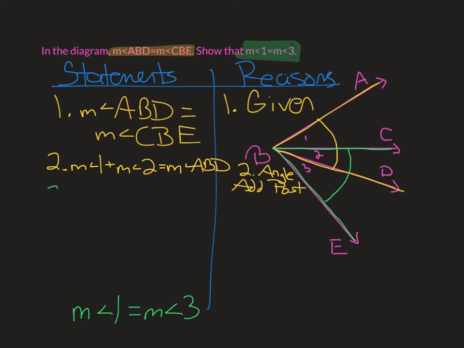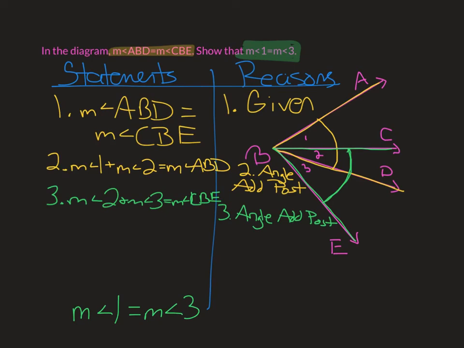Now I'm also going to do the same thing for the measure of angle CBE. When we outlined that, we saw that this spanned over two angles as well. In this case, it was the measure of angle 2 plus the measure of angle 3. That gave us CBE. The reasoning would be the same because you're adding the two smaller angles to get the big one. This is still the angle addition postulate.